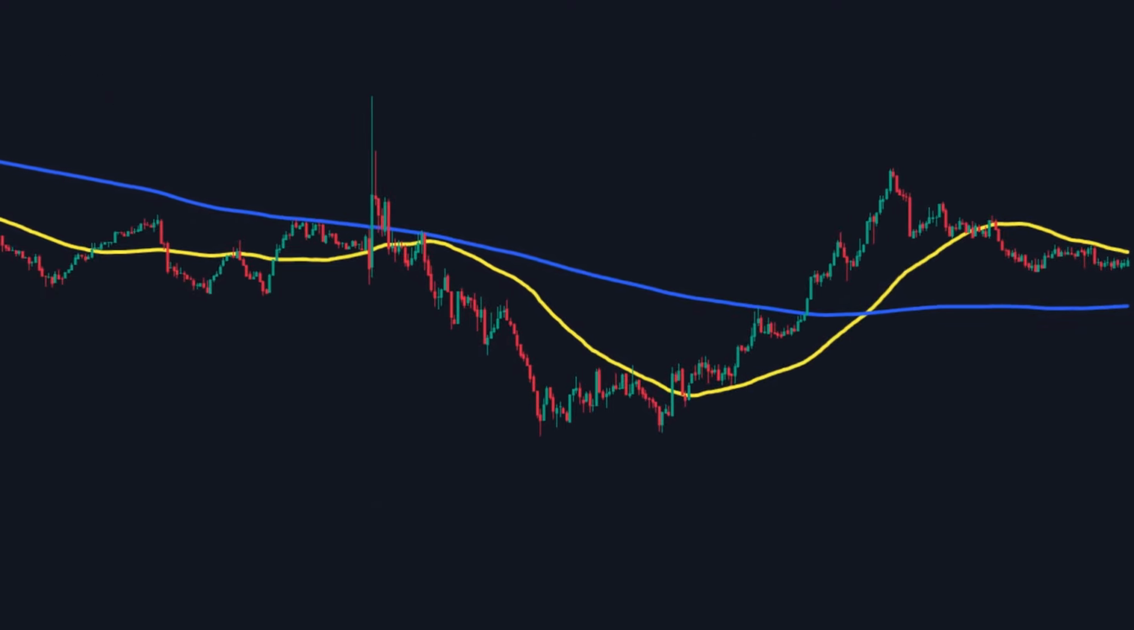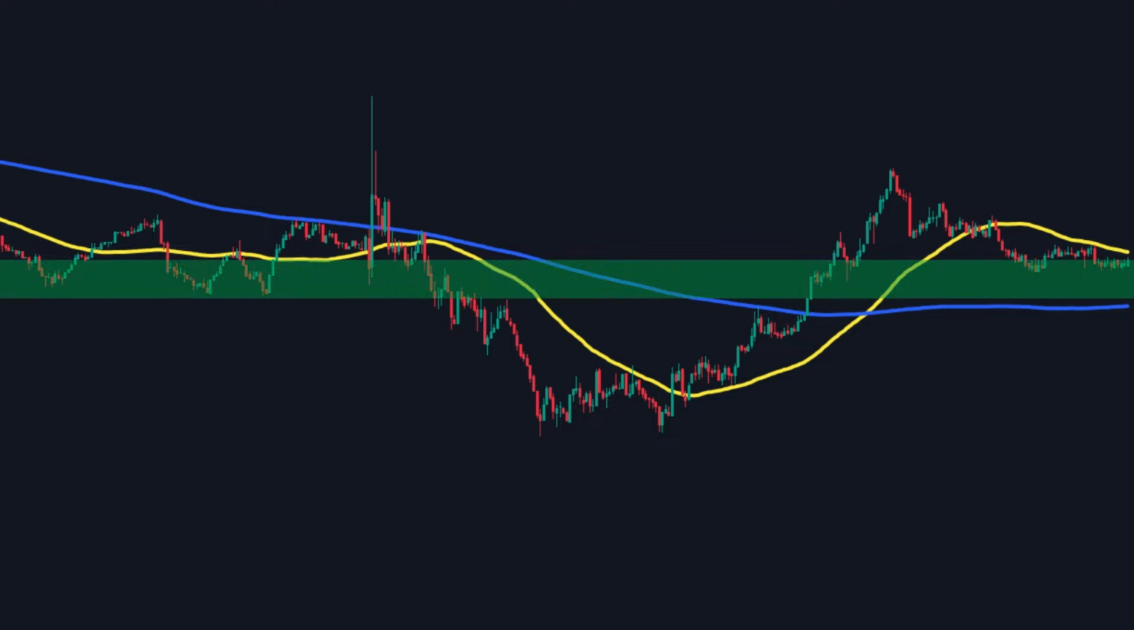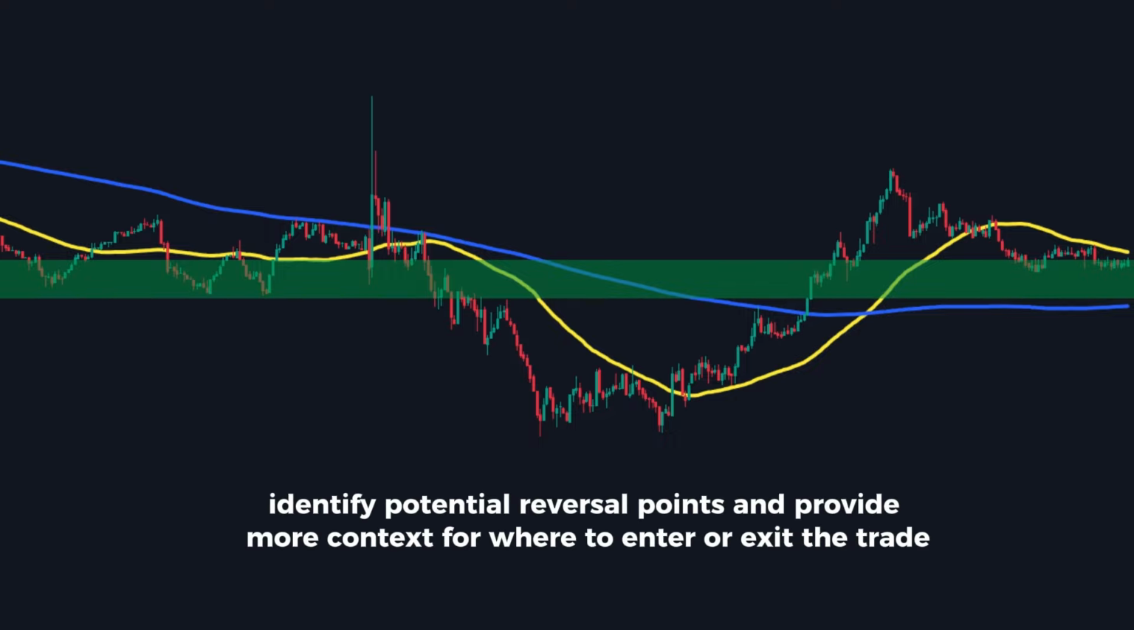Identify support and resistance levels. Examine the chart for key support and resistance zones. These levels can act as guides to spot potential reversal points and give you a clearer picture of where to enter or exit the trade.